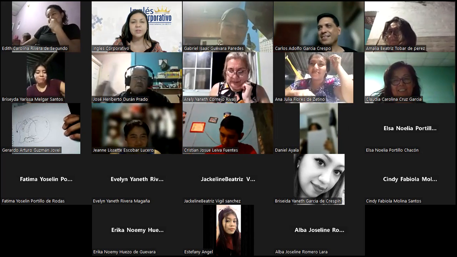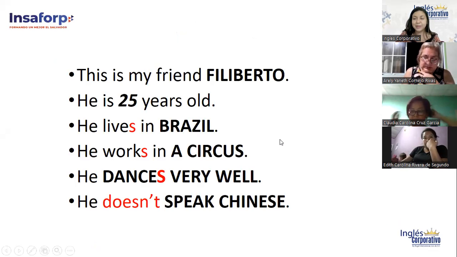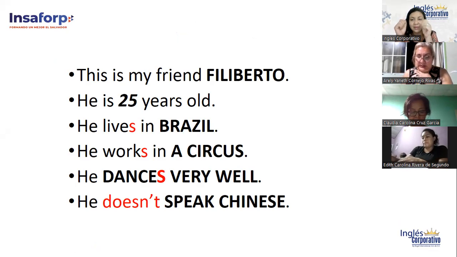Now, guys, what you're going to do is, that is your friend. You are going to write some information about that friend. For example, you can say, this is my friend, Filiberto. Okay, so it's an imaginary friend. He is 25 years old. He lives in Brazil. He works in a circus. He dances very well. And he doesn't speak Chinese.